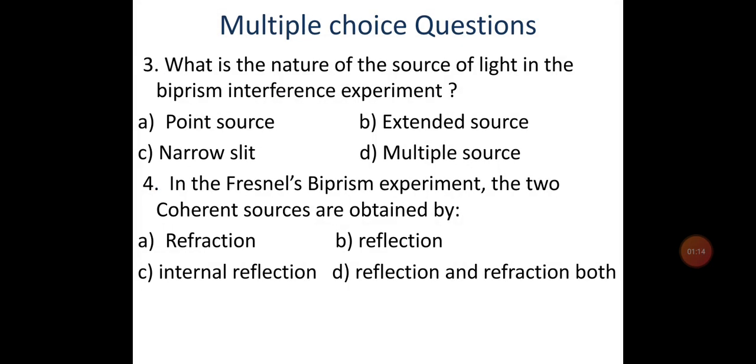Now the next question is, what is the nature of the source of light in the biprism interference experiment? Whether it is a point source, extended source, narrow slit, or a multiple source. Choose the correct option.